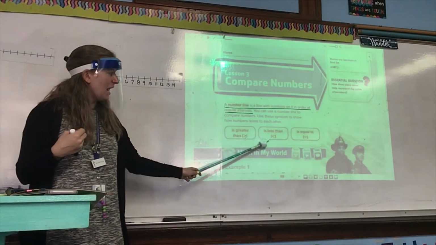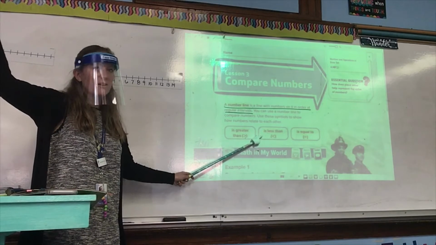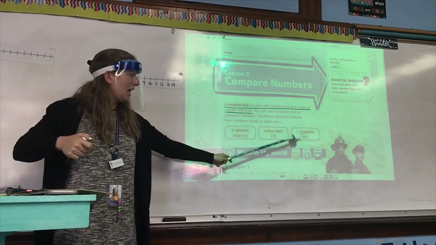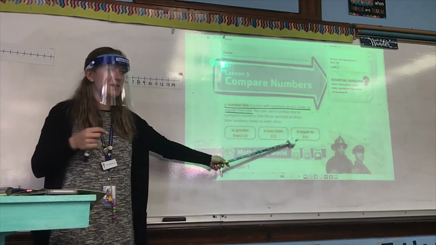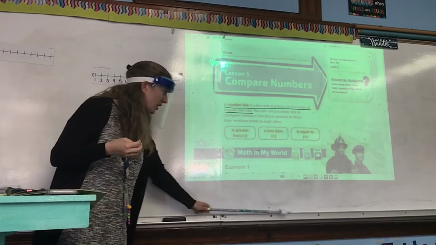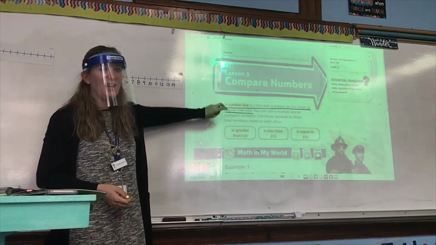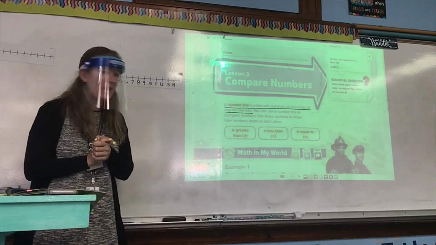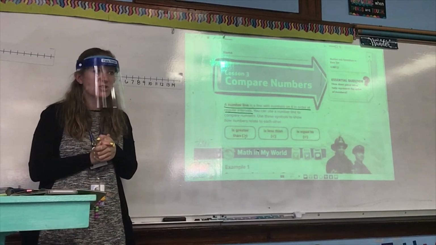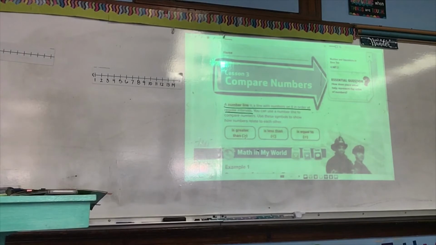If we have is less than, that means the number on the left is bigger or smaller? Smaller. If we have is equal to, is the number on the left bigger, smaller, or the same as the number on the right? The same. Good. Very good. So, today we're either going to use a number line or a place value chart to figure out which number is greater or which one is smaller. Okay, so everybody, while I go change the page, put your finger or your pencil on example 1.